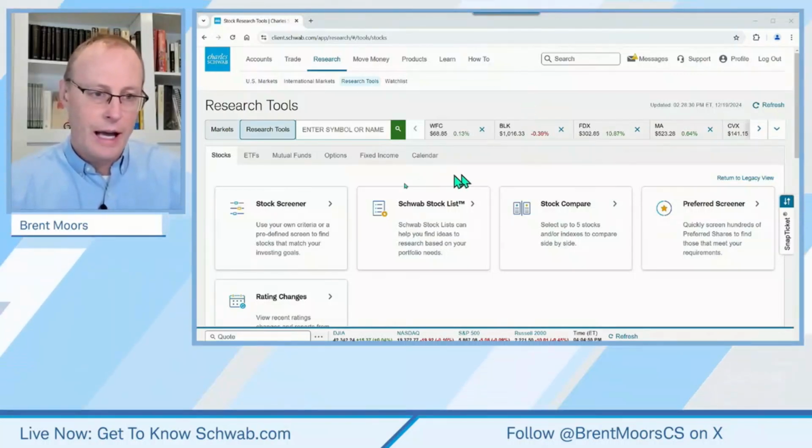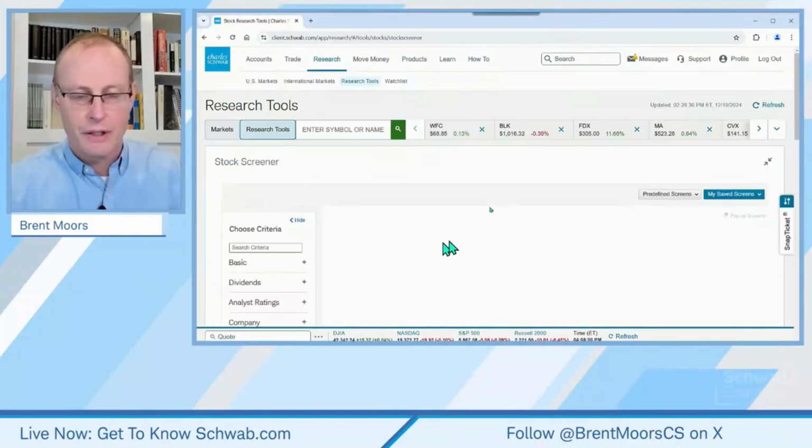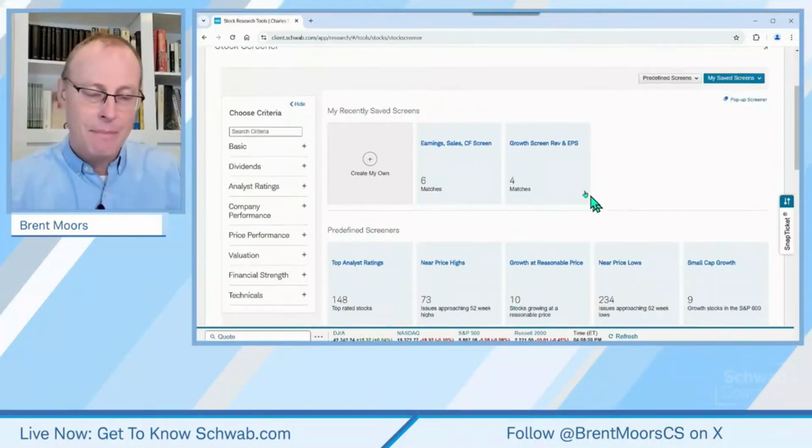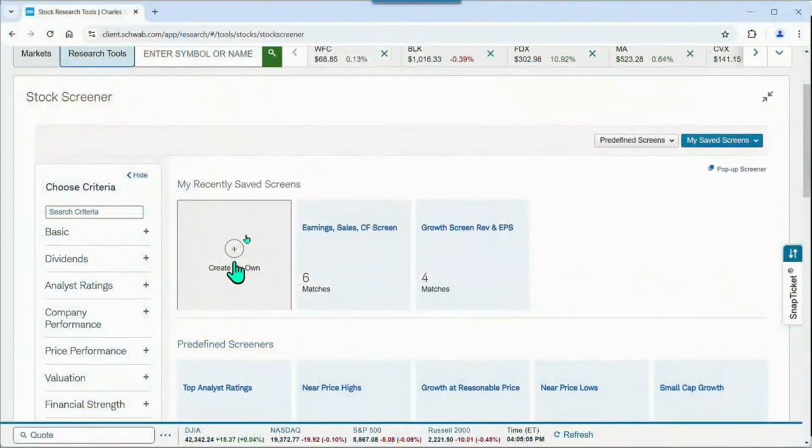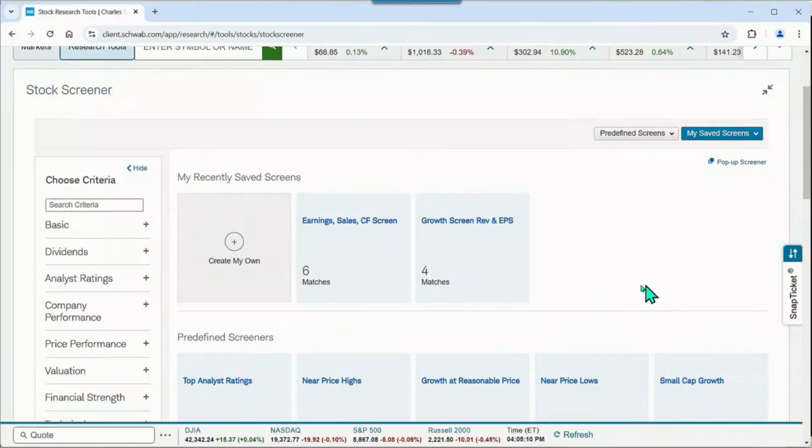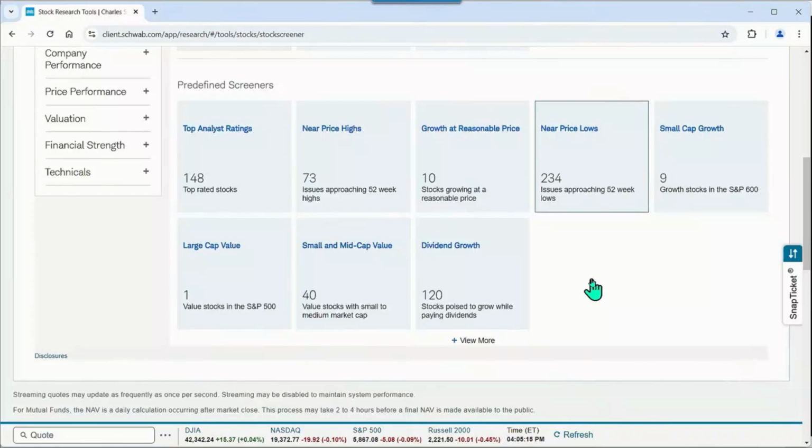So here's the stock screener. Let's go to this. Now, as I mentioned, if you want more on creating your own screen, check out last week's sessions. You can do that, create your own screen. That's not my focus today. What I want to point out to you though, is we have a lot of predefined screeners if you want to find stocks and you don't want to create your own screen.